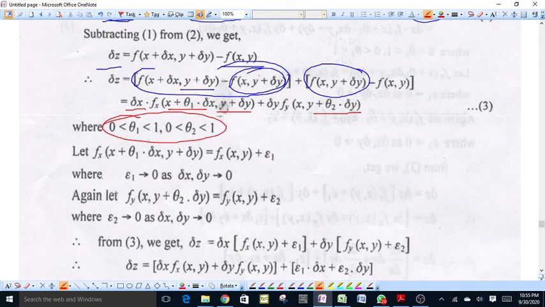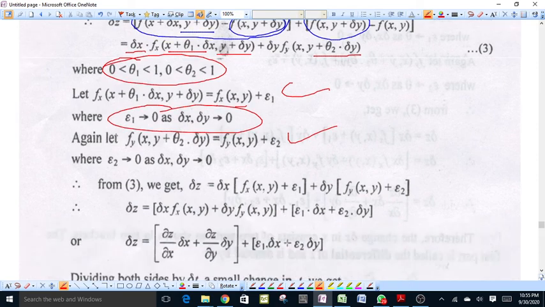Now suppose that this partial derivative f_x at (x plus theta 1 delta x, y plus delta y) is equal to f_x at (x, y) plus epsilon 1, where epsilon 1 approaches 0 as delta x and delta y approach 0. Similarly, f_y at (x, y plus theta 2 delta y) is equal to f_y at (x, y) plus epsilon 2, where epsilon 2 approaches 0 as delta x and delta y approach 0.